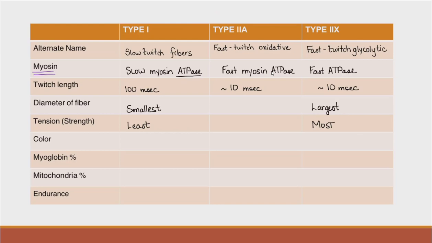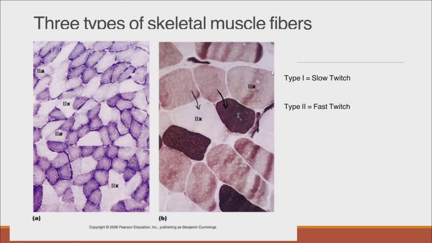Okay. The other obvious thing that you might have noticed about the type 2X versus type 1 is that they have an obvious color difference. In fact, you can really see that with all three of them. Which one is the darkest colored? Type 1. Which one has the palest color? Type 2X. Why? Well, what is the color actually reflecting? Well, the darker red is reflecting something called myoglobin. And this is new, so we should introduce it here.